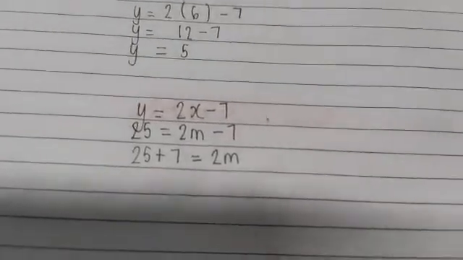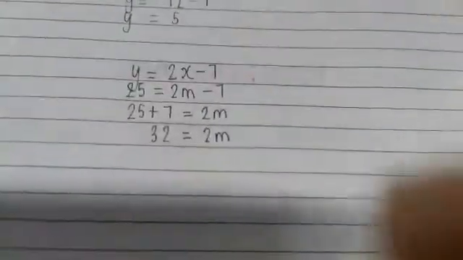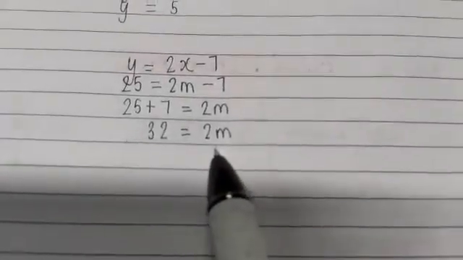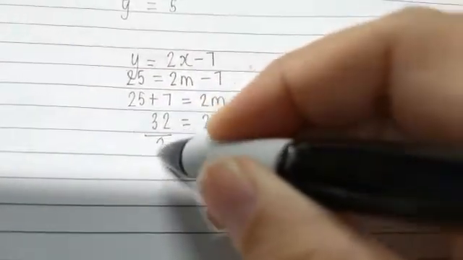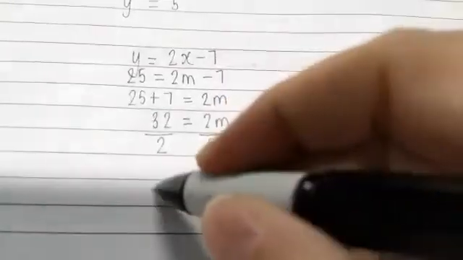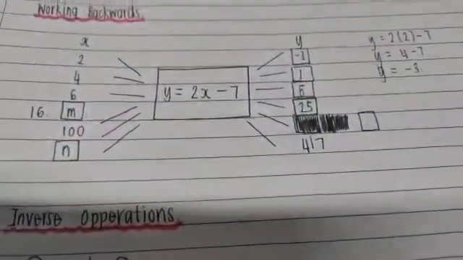So 25 plus 7 gives me 32, which equals 2m. And now the inverse of 2, because remember I want m on its own, the inverse of that is divide by 2. What I do on one side, I have to do on the other side. 32 divided by 2 gives me 16. So now I know that my m is equal to 16. And I can just go ahead here and fill it in. Okay, I'm going to leave the last 2 for you to do. So over here, we have 100. You need to find the answer over there. And in this one, I've given you the output value. You need to find the input value of n. You're going to try those on your own.